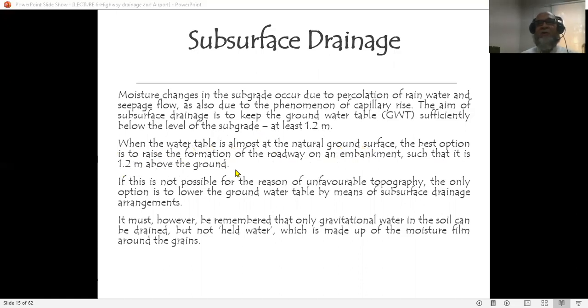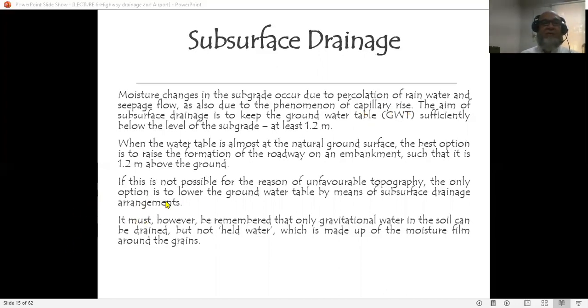I give you a very simple example for that. If you are constructing a roadway along a water body like a river, lake or pond, you must raise the road level at least 1.2 meters or 4 feet from the surroundings. That is, the road level should be at least 1.2 meters high. So what would it do? It will control the phenomenon of capillary rise, and the water may not rise up to 4 feet to wet the pavement from the bottom.